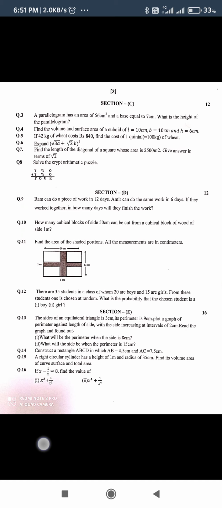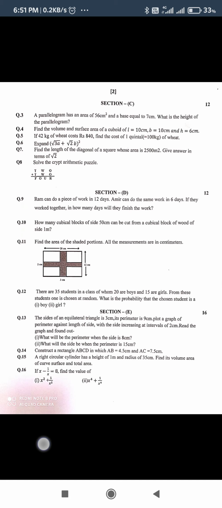Question number 4: find the volume and surface area of a cuboid of length 10 centimeter, breadth 10 centimeter and height 6 centimeter. So in this question we have to find the volume and surface area of the cuboid.